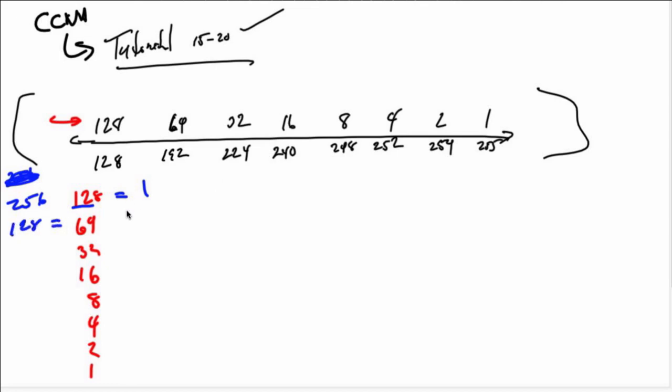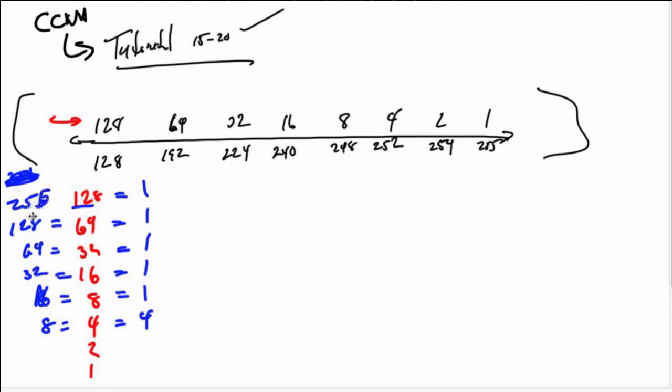128. Can I subtract 64 from 128? Yes. What do I get? When I subtract 64 from 128, I get 64. Can I subtract 32 from that? Yes. What do I get? 32. Can I subtract 16 from that? Yes. What do I get? I get 16. Can I subtract 8 from that? Yes. What do I get? I get 8. Can I subtract 4 from that? Yes. Actually, I should have done this at 255.